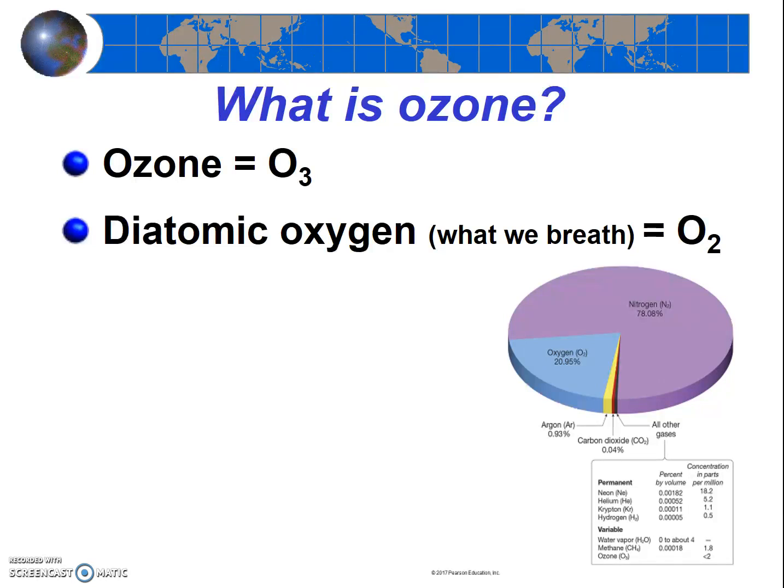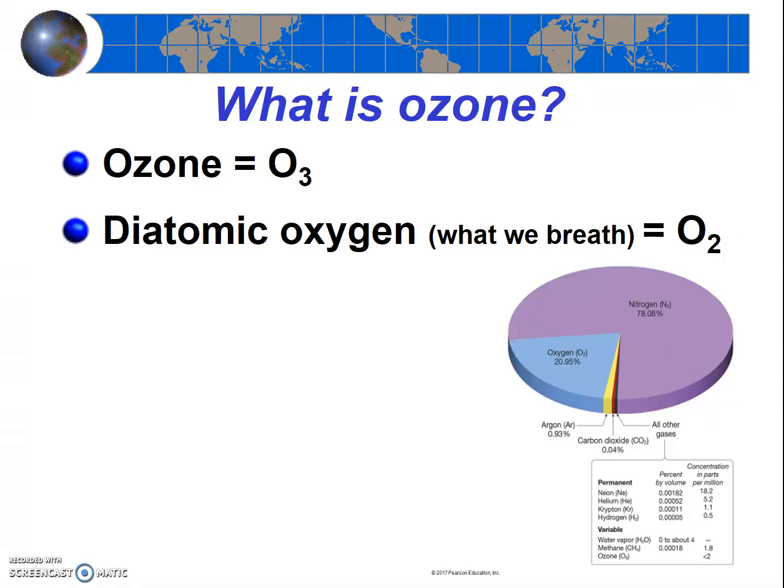So what is ozone and why is it important? Well, chemically, ozone is 3 oxygen atoms bonded together. The oxygen that we breathe, on the other hand, is diatomic oxygen. It has 2 oxygen atoms bonded together. Very different substances.